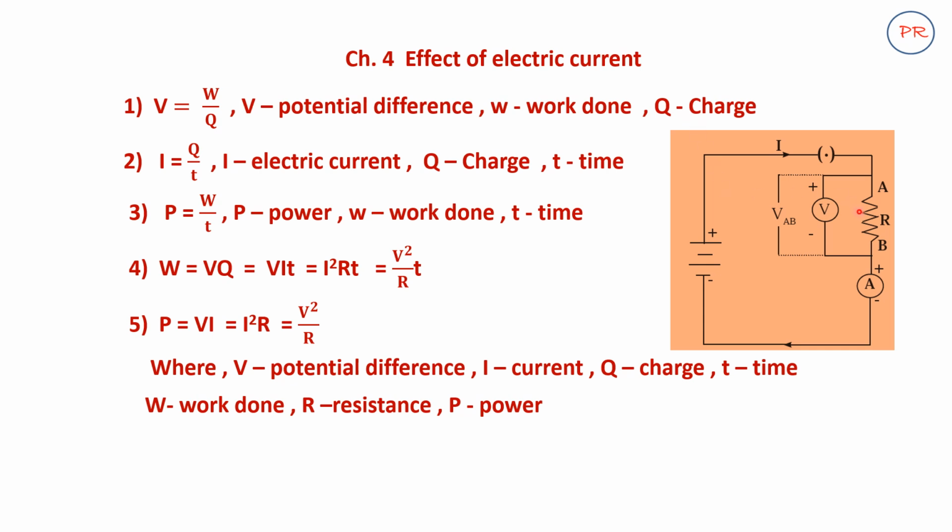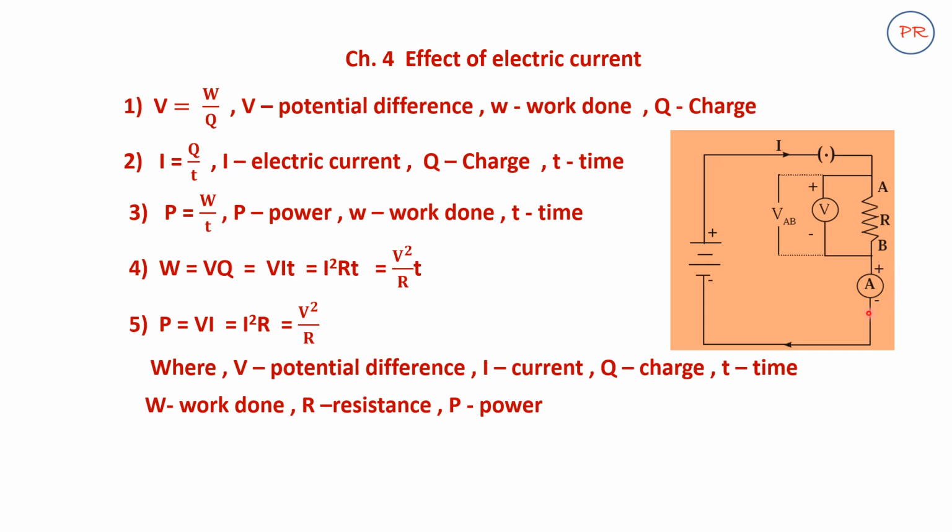So here you can see a resistor is connected across the cell over here. Now it will cause a current I to flow through it. Across this resistor you can measure a potential difference V, and you can measure the current flowing through the resistor with the help of this ammeter A over here.